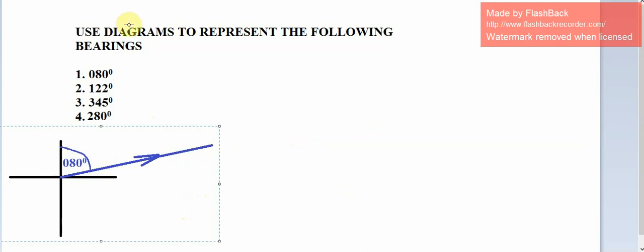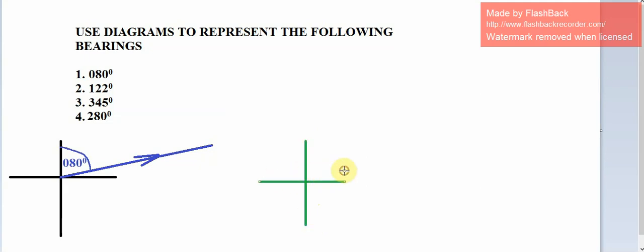122 degrees. First step, you have to draw the compass using these two lines. Then we indicate the turns with a line. Remember, the turn is always measured from the north pole through the clockwise direction. We are looking for 122. 122 will fall within this space, in between 90 and 180.